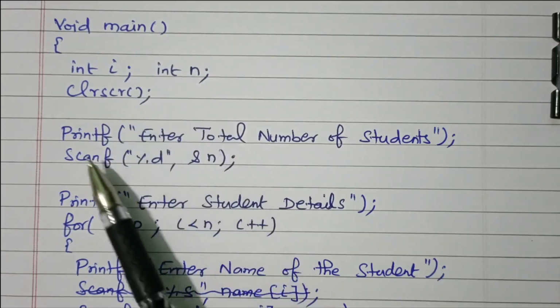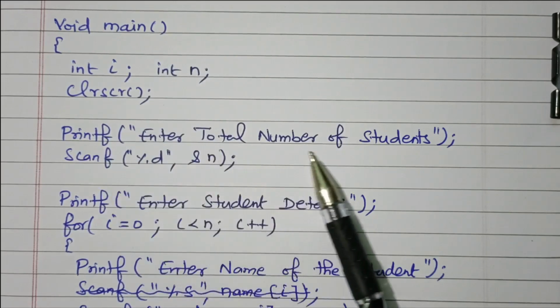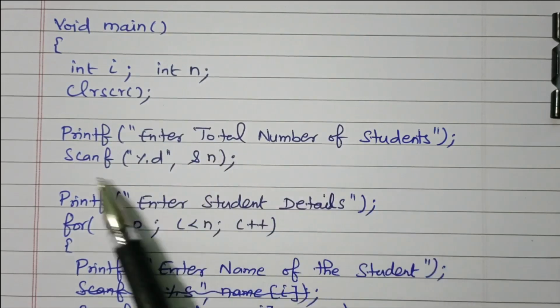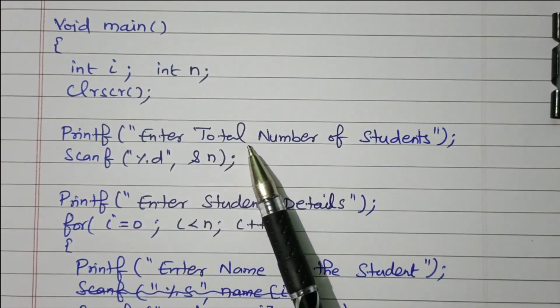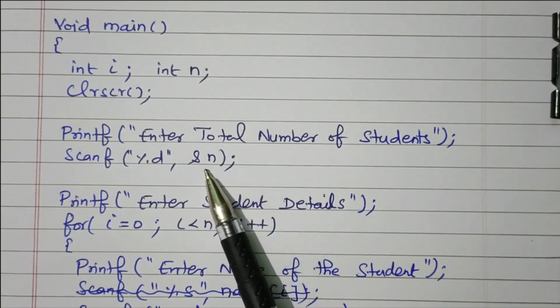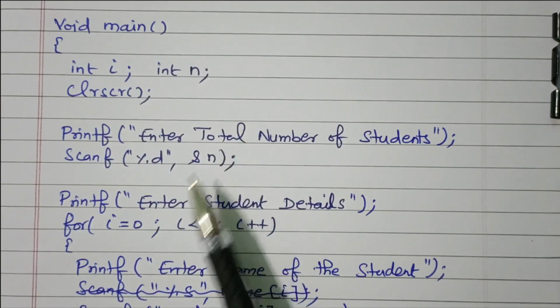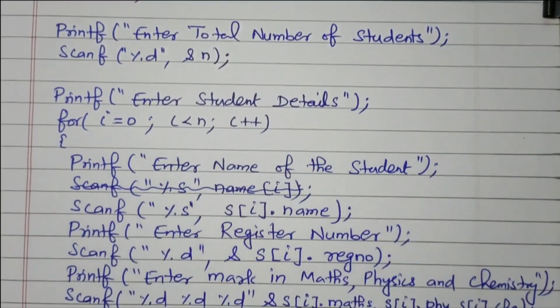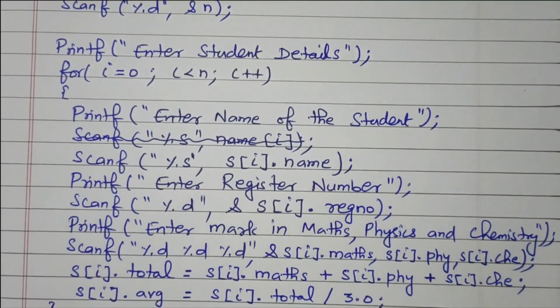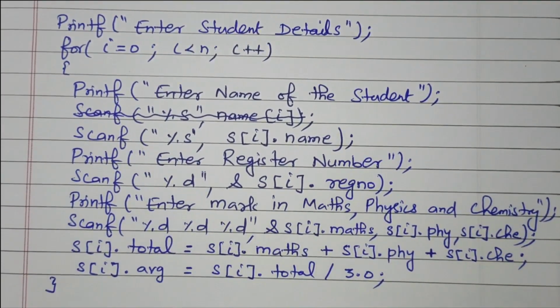Clear screen. Printf "enter total number of students". Scanf "%d", &n. So the user will enter the number of how many students there are, and that will be stored in the address of n. So now we are able to know how many students there are. Now we can get the student details one by one. Now we know the total number. By using the total number we can get the student details.